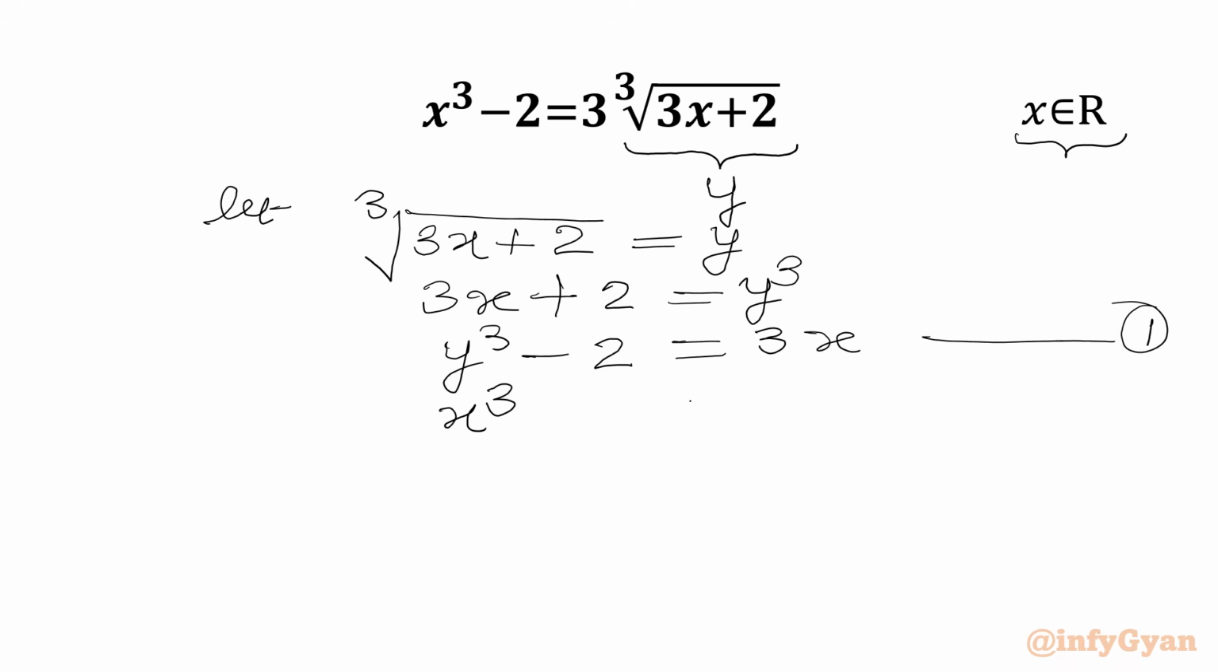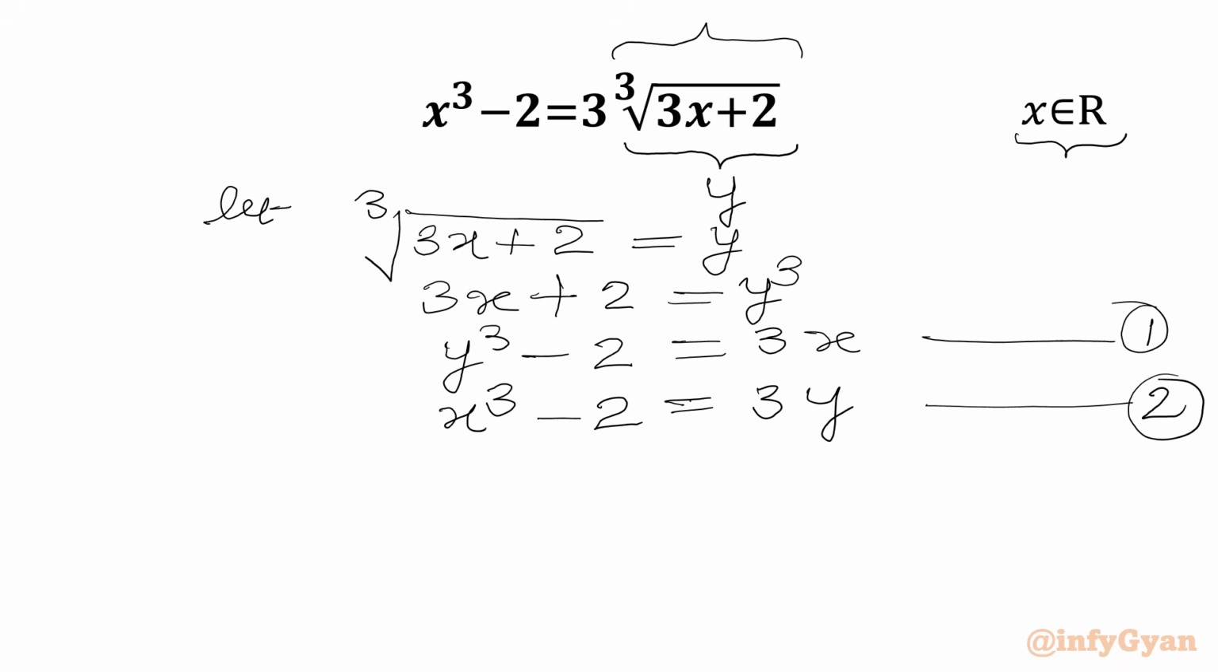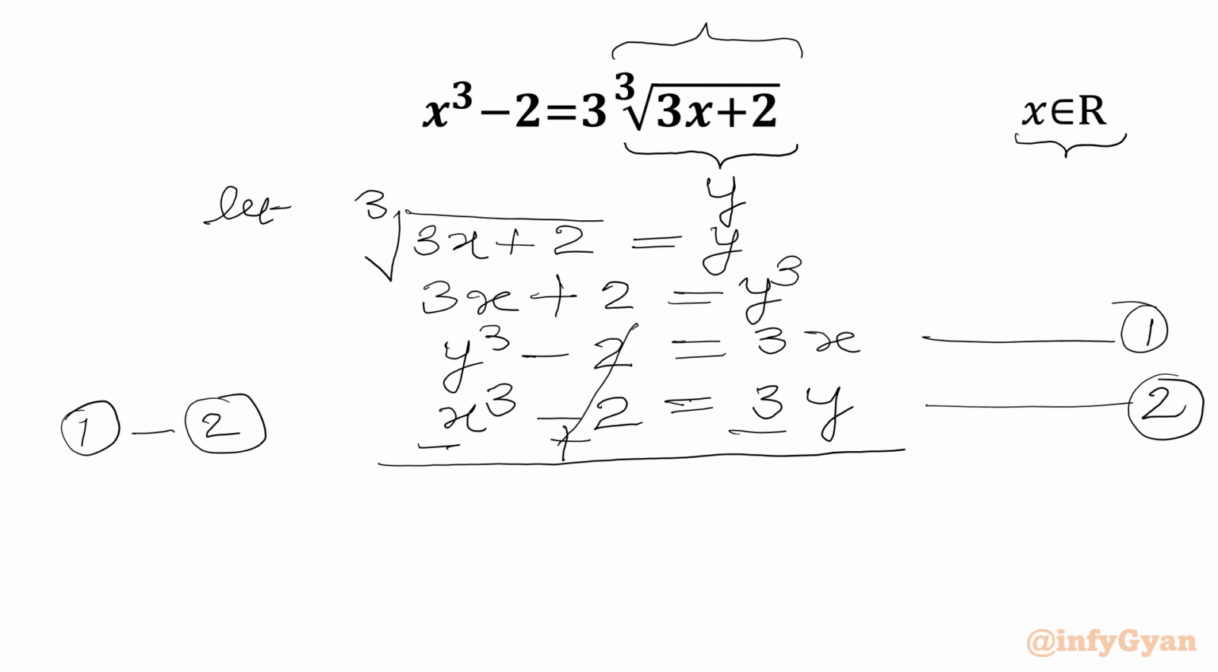Now we will write our original equation. After substitution, x cube minus 2 will be equal to 3 times y, equation number 2. Now we are going to subtract the second equation from the first one, so we need to change the sign here. Plus and minus 2 will cancel out. We will write here y cube minus x cube equal to 3 times x minus y.